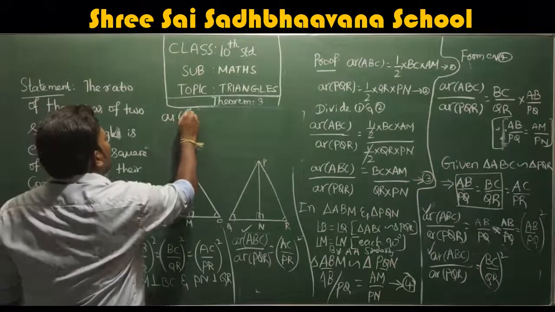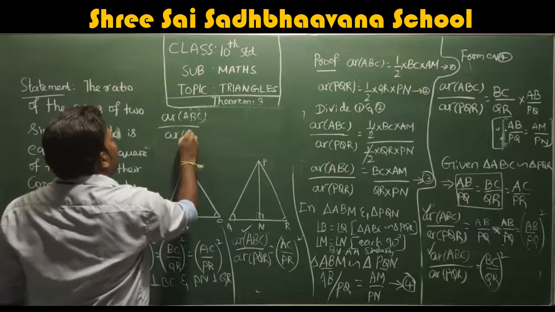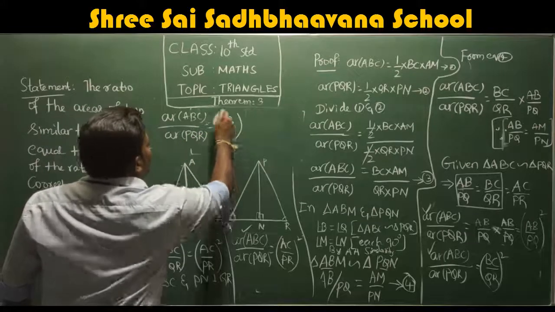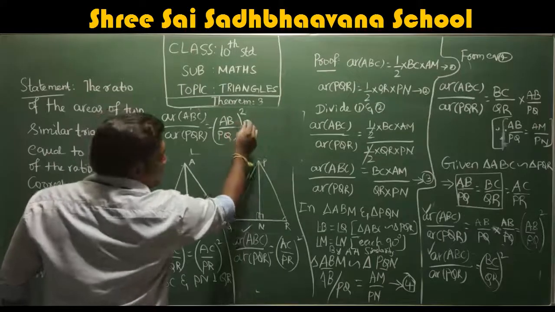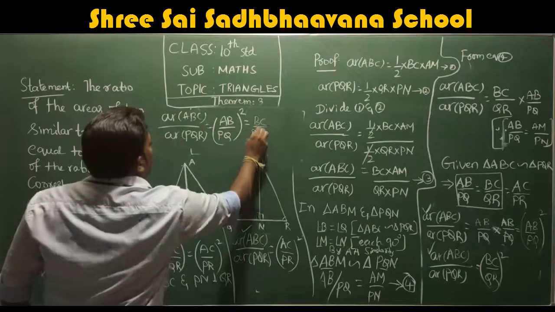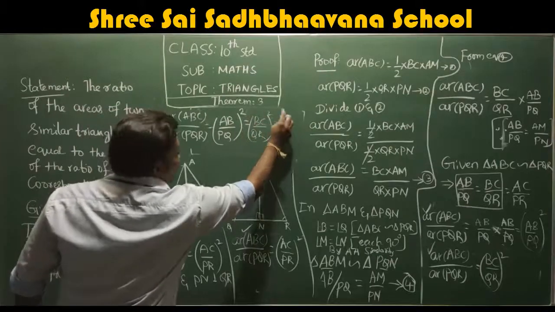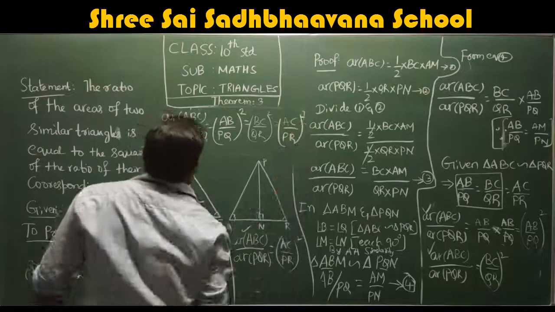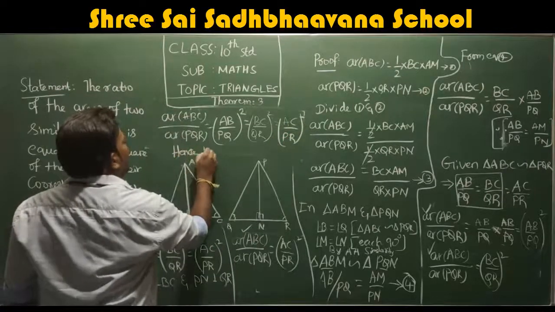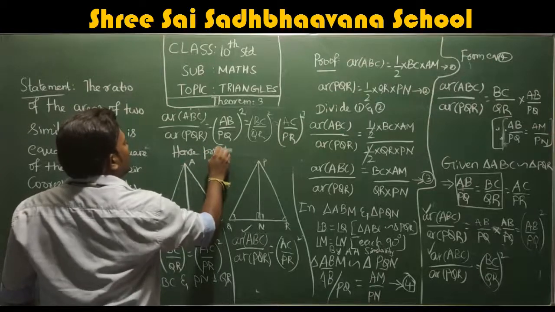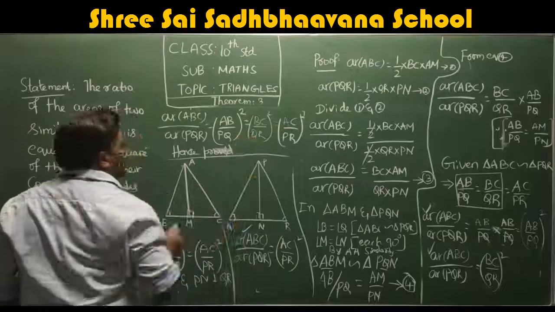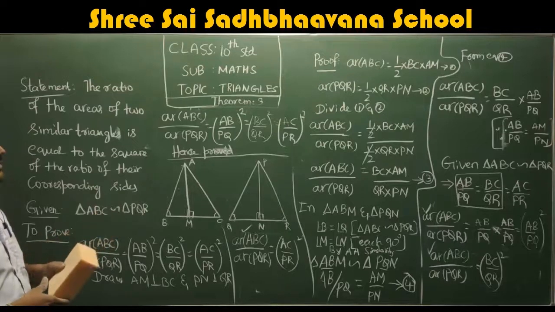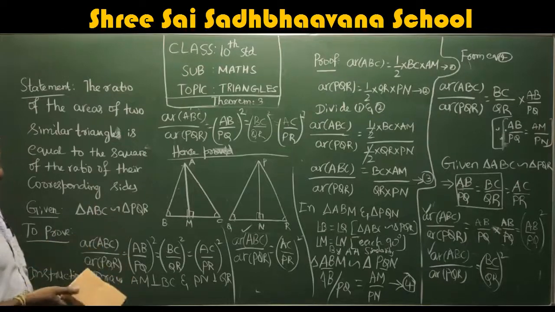So one time we write the LHS: area of triangle ABC by area of triangle PQR is the same as AB by PQ whole square, which is the same as BC by QR whole square, and which is the same as AC by PR whole square. So this is the proof of this theorem. We can write hence proved. I hope you will know this theorem. It's very important. It looks a little big, but if you understand this, you can prove it easily.